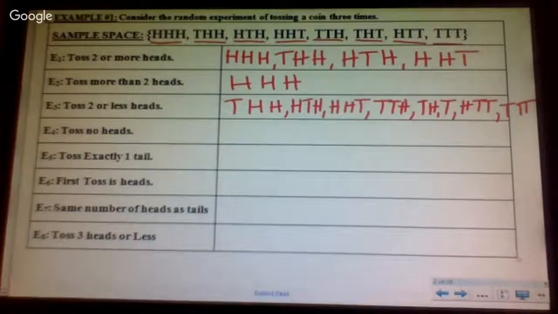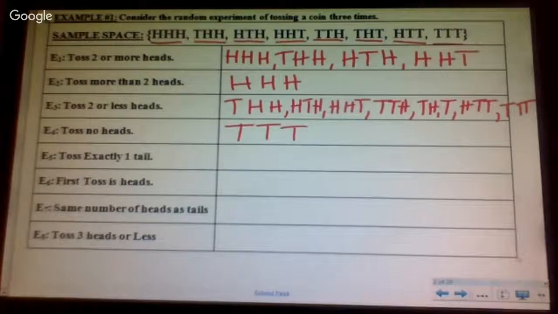I'm just gonna write 2 through on the left. Make sure you label your sample space at the top, 2 through whatever, or 1 through whatever, so you remember what it means when you say 2 through. Okay. Tossing no heads. What falls into that category? TTT.